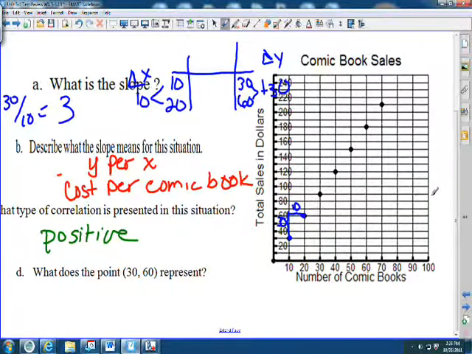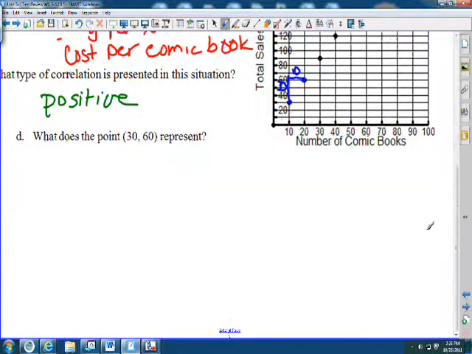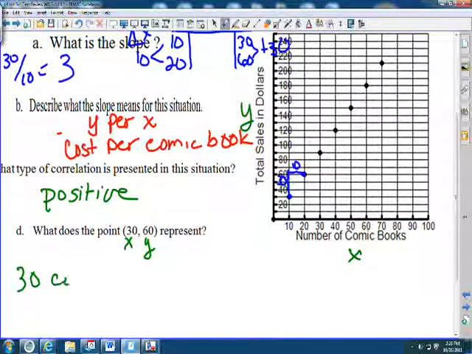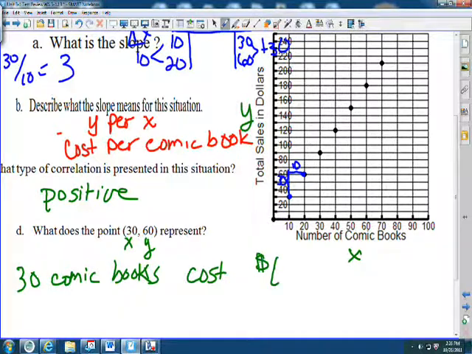What does the point 30 and 60 mean? Well, think about this. This is my X number, this is my Y. So it's going to say 30 comic books. Oops, that should be a K. Books cost $60.